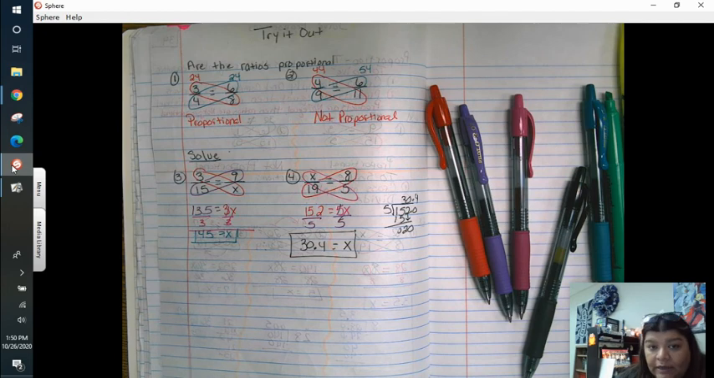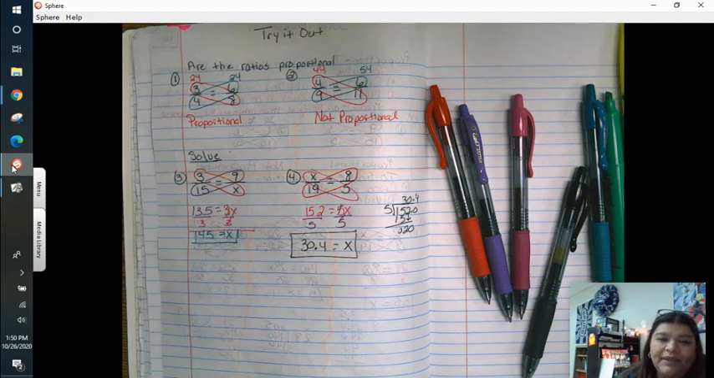If you need extra help, come to the Google Meet and I'll be glad to help you. So go ahead and do your Google Forms. You're just solving and checking if two ratios are proportional or not.